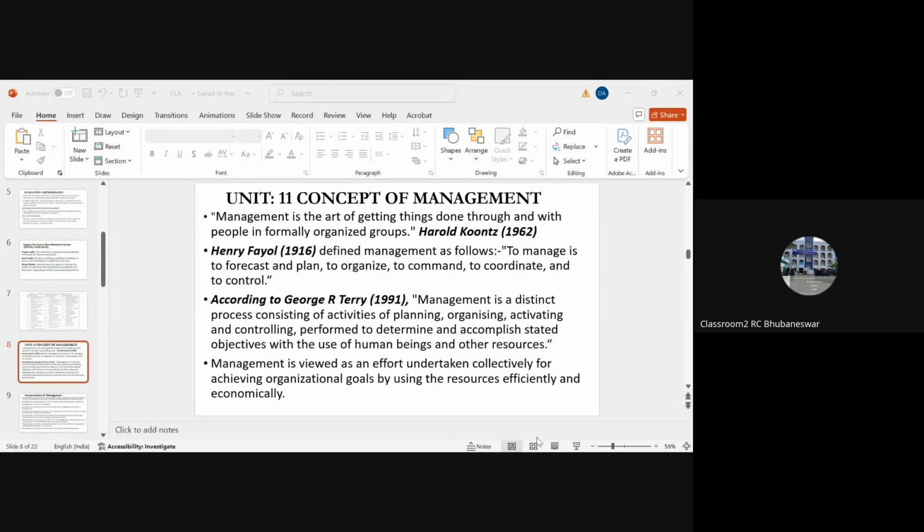So similarly, the basic concept of management is to perform your duties smoothly and to reach everyone.